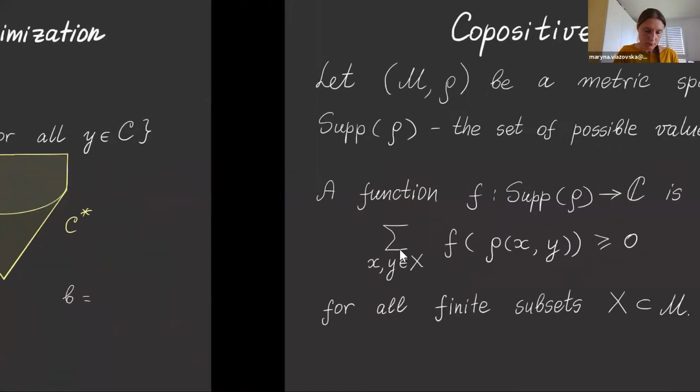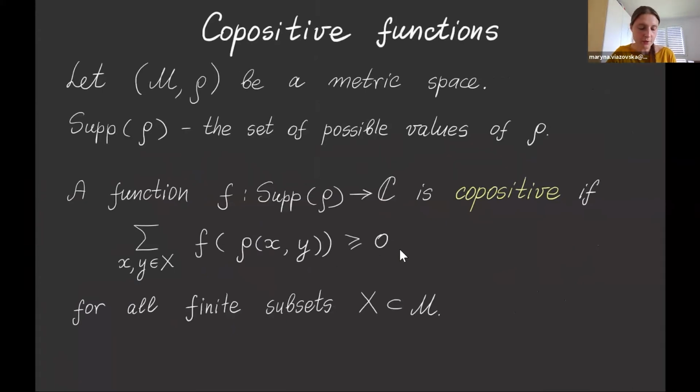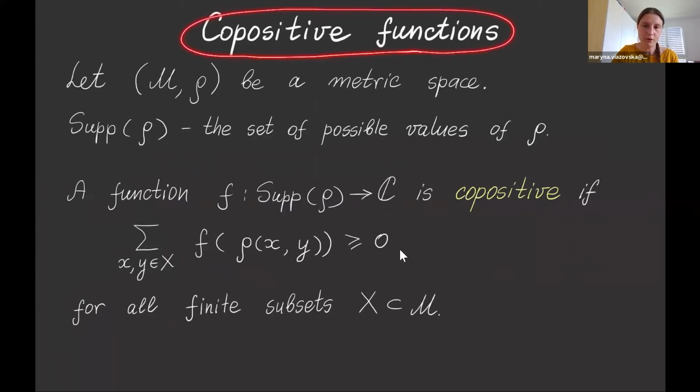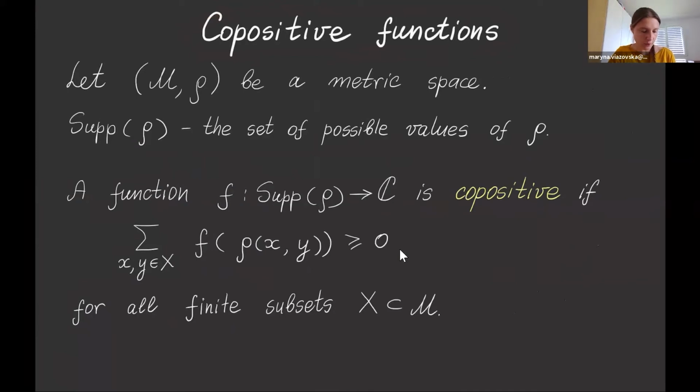Here is the cone we should consider if we want to analyze packing problems or energy minimization problems on metric spaces. There should be a cone of functions on this metric space, and one nice cone is the cone of copositive functions. It is defined in the following way. Let (M, rho) be a metric space, and suppose that rho has some support, so rho has certain values. Then we say that a function f from the support of rho to the complex numbers is copositive if the following sum is always non-negative. This is true for all finite subsets of M.